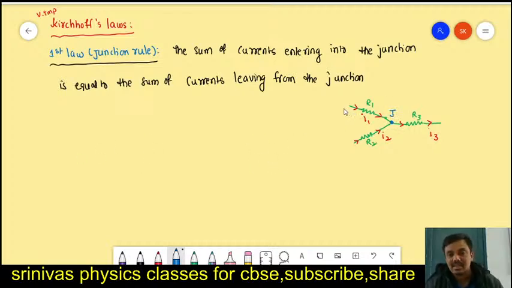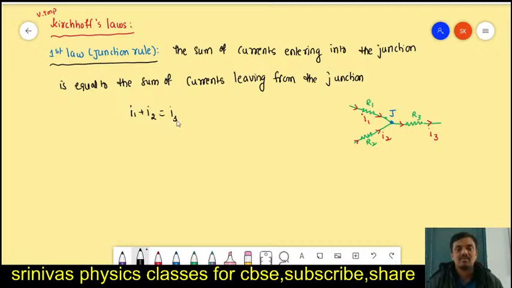At the junction, the sum of currents entering towards the junction, I1 and I2, is I1 plus I2. That is equal to the sum of currents leaving from the junction. What is the current leaving from the junction? That is I3. There is no need to give this type of example. Any example you can give.